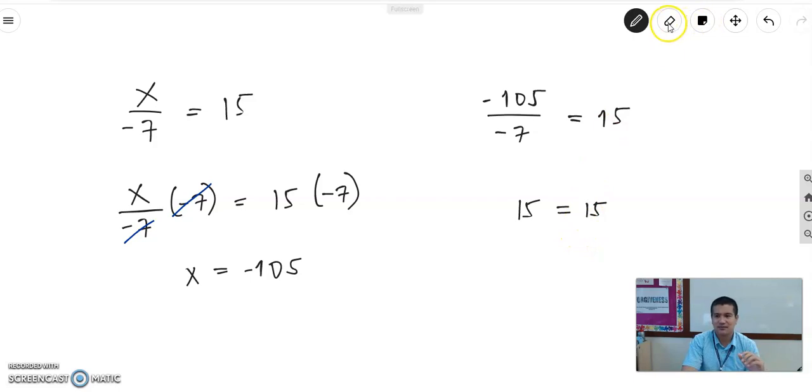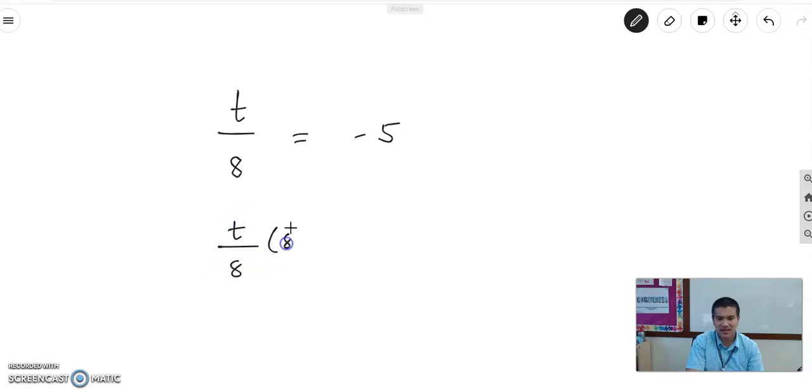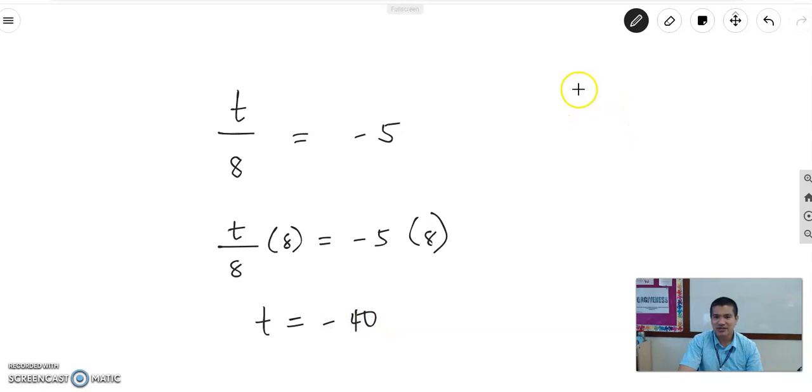Another example. Let's try t over 8 equals negative 5. We multiply: t over 8 times 8 equals negative 5 times 8. Therefore t equals negative 40. To check, negative 40 over 8 equals negative 5, so negative 5 equals negative 5.